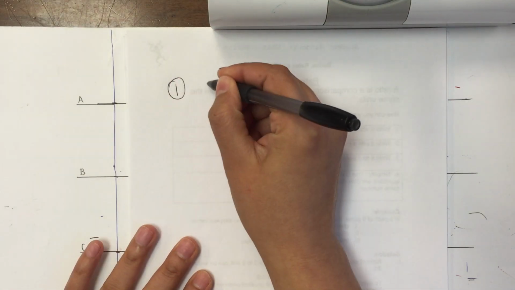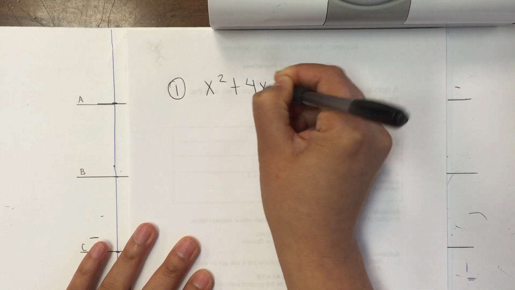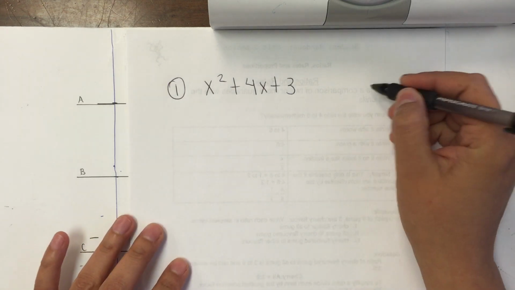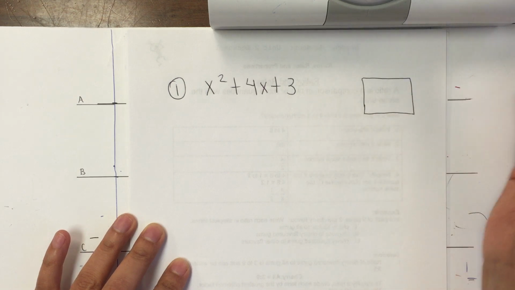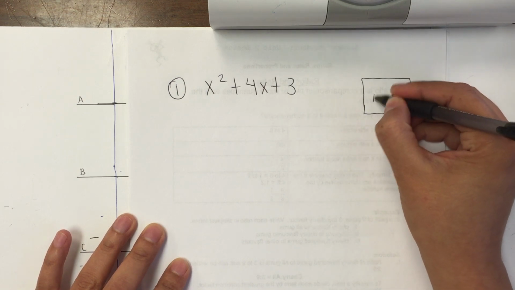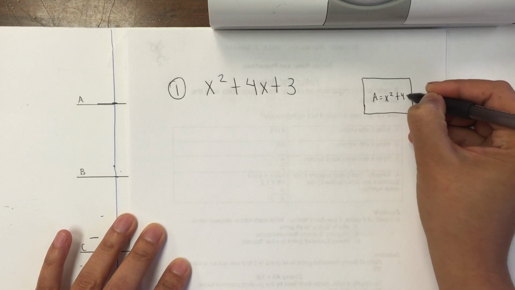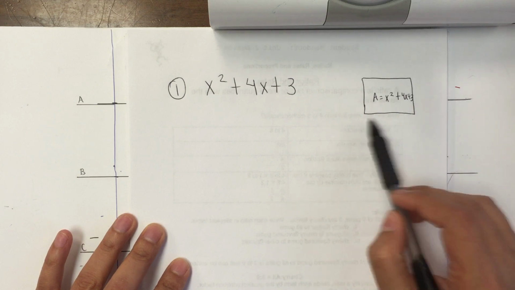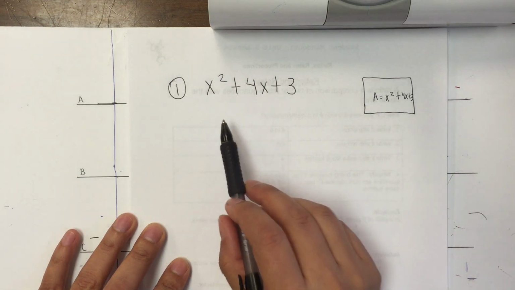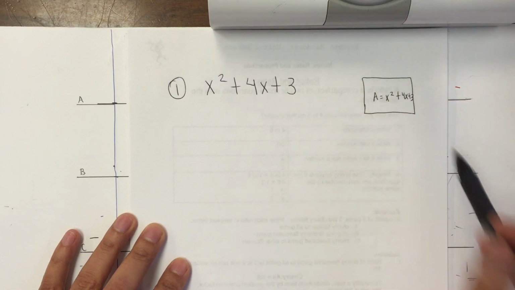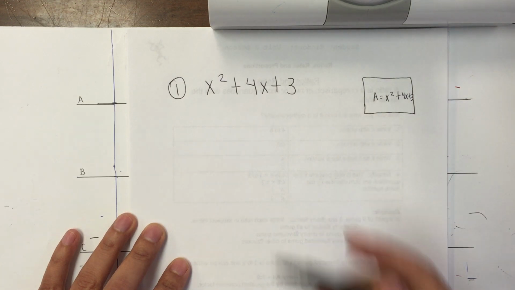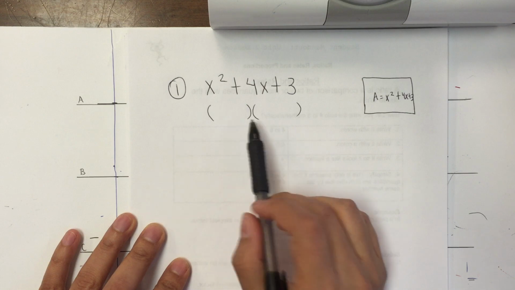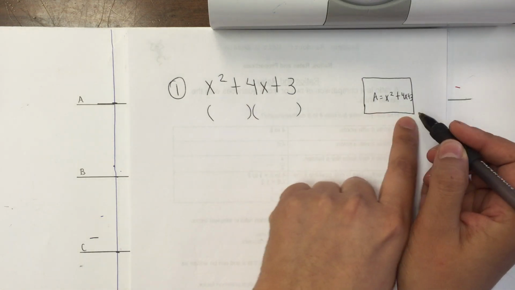If you're given a trinomial, it's like saying this is the area of a rectangle. The area is equal to x squared plus 4x plus 3. You want to look for the dimensions of that, not a square, but a rectangle actually. So what are the measurements of the two sides? We need to figure out the two factors, what are those measurements.